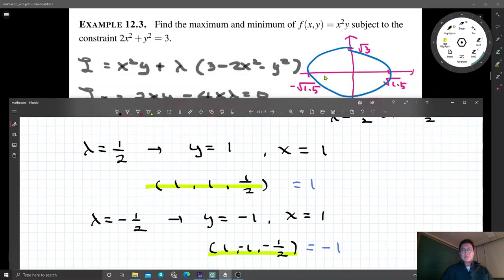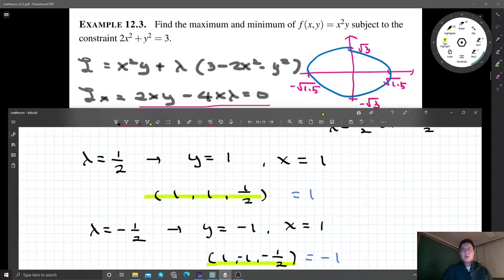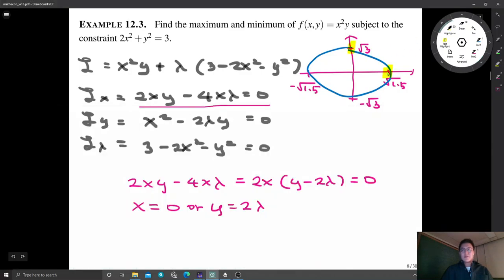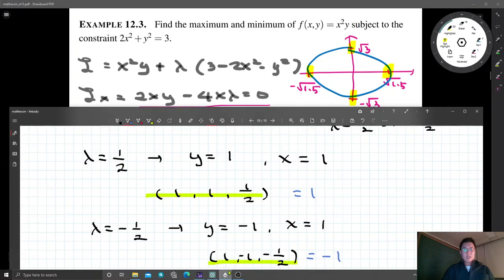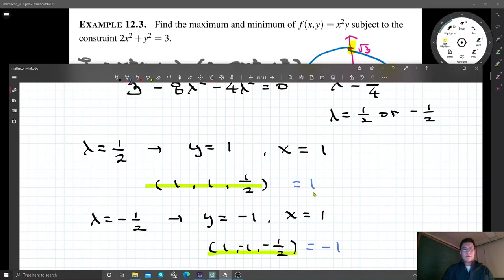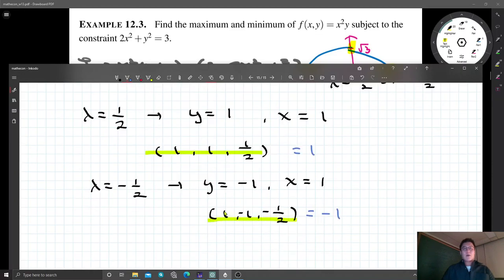All right, and now we examine the boundary points. This constraint region has 4 boundary points, this one, this one, this one and this one. At each boundary point, either x or y is equal to 0. But the function is defined by the product, so at every boundary point, the function assumes 0. So our conclusion is, which one is the largest value? The largest value is 1. So the function attains a global max at the point (1, 1), and the global minimum at (1, -1).